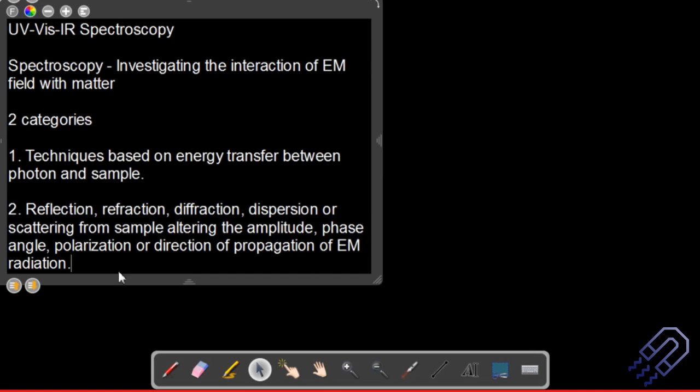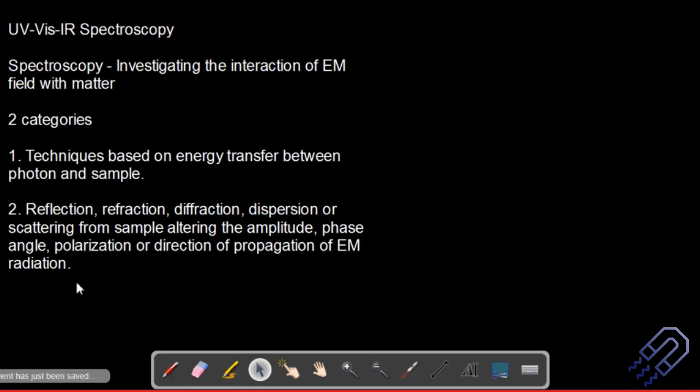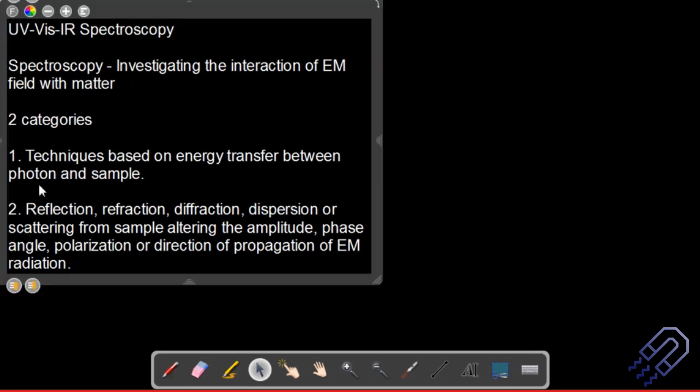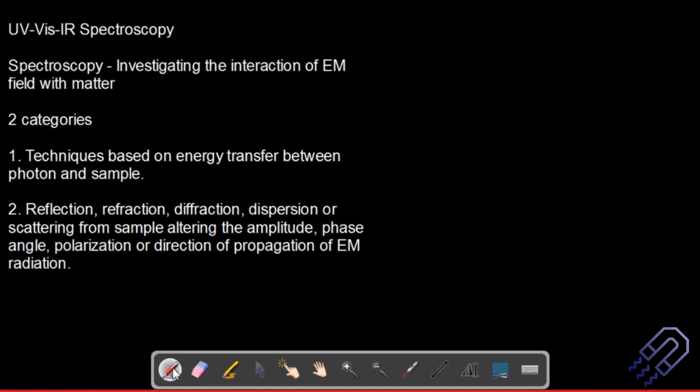So these are the two categories of spectroscopy. The instrument that we use, for example UV-visible spectroscopy, will come under this first category. In general, I think this idea is quite logical and we all know it.